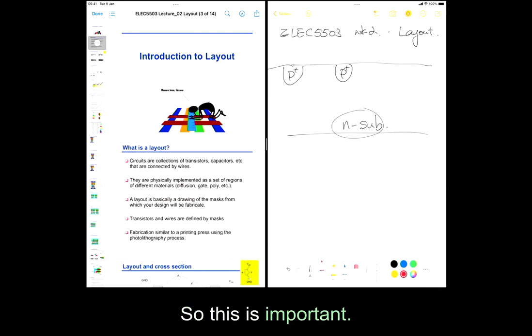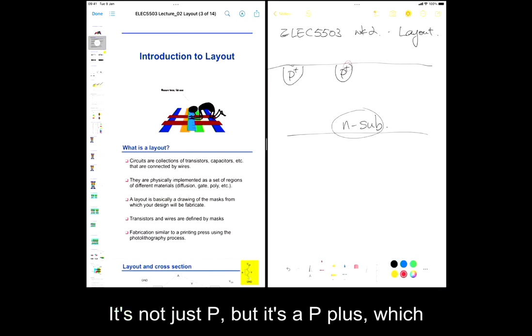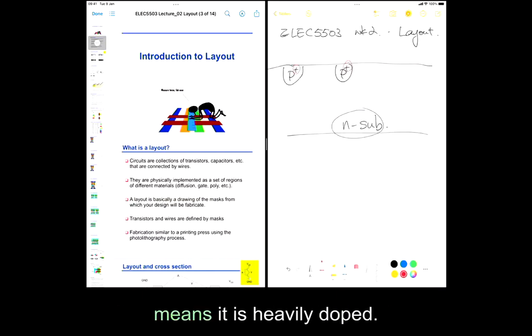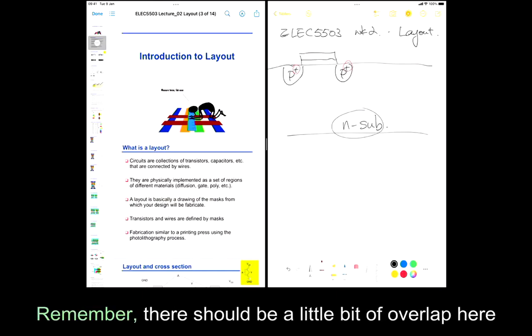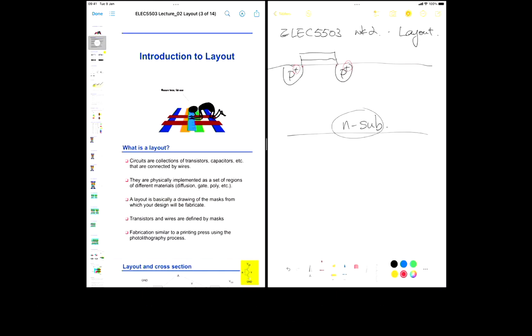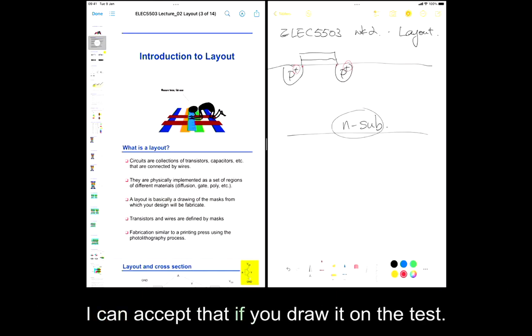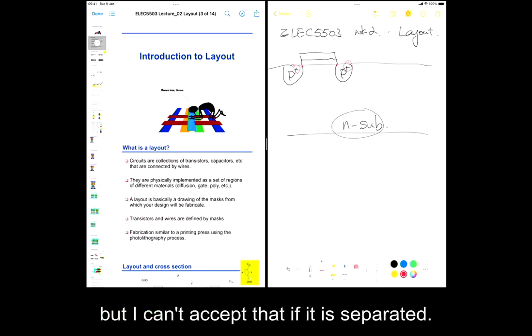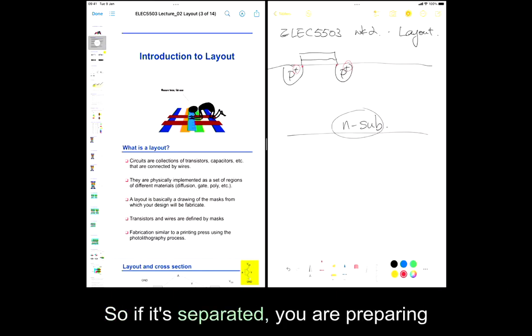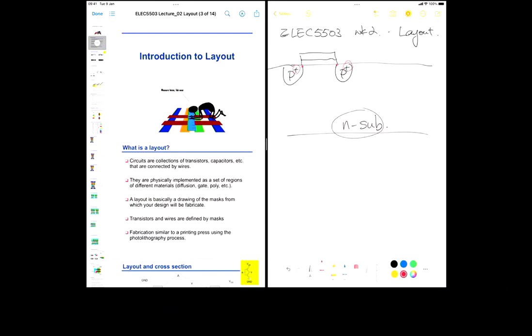So this is important. It's not just P, but it's a P+, okay? Which means it is heavily doped. And the next thing is your oxide and your poly, okay? Remember, there should be a little bit of overlap here and there. I can accept that if you draw it on the test. I can accept that it is barely touching, but I can't accept that if it is separated. If it's separated, you are preparing to have your marks deducted.